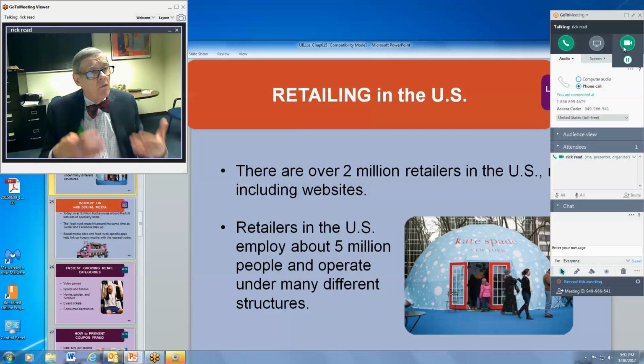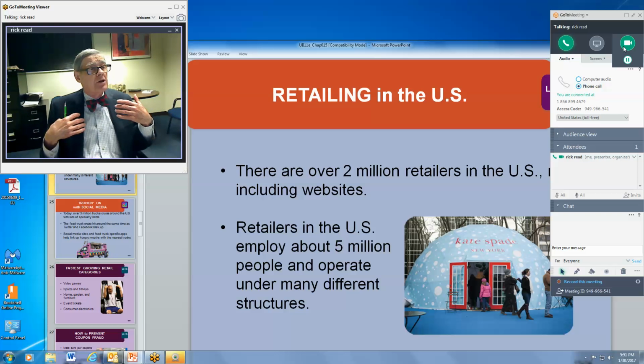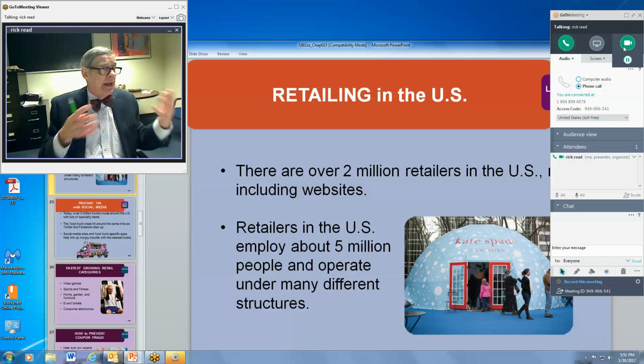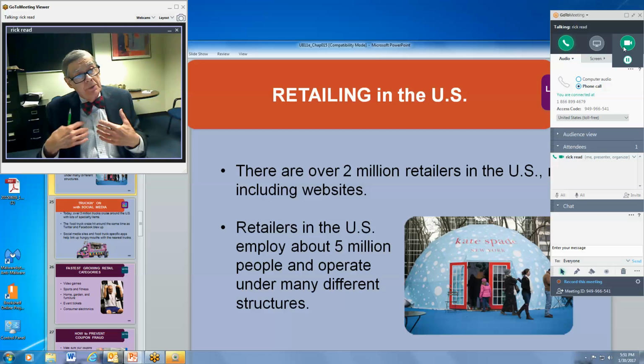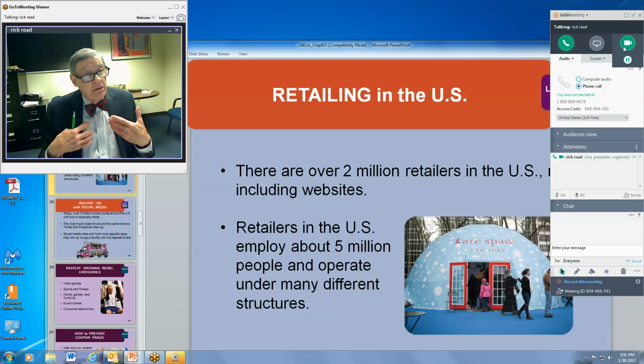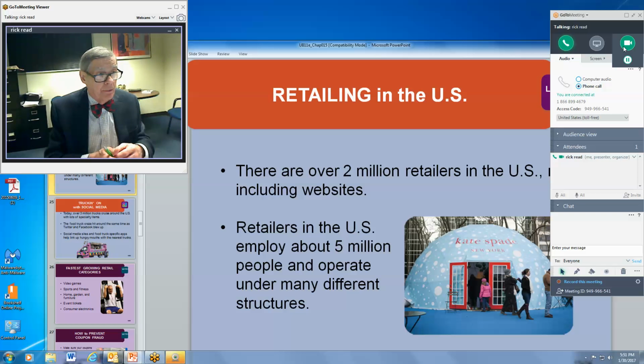And we need to know that this changes our employment picture. Notice there's 5 million people employed in retail. But as we see big box stores closing, it means those people are out. They're going to have to look for other jobs. Maybe their entire career has been spent in retail, and there may not be other places for them to go.